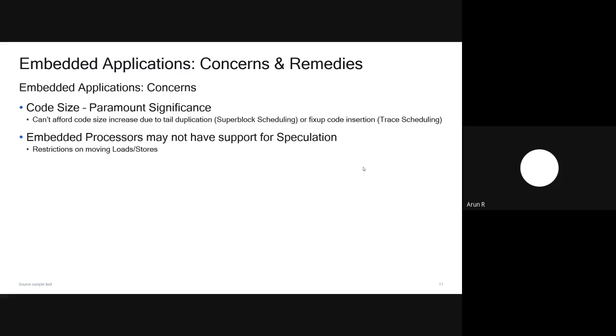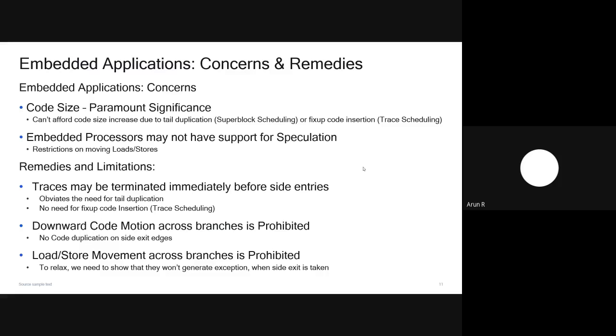Another concern in embedded systems is that embedded processors may not have support for speculation. As we saw earlier, if we move certain instructions from their original basic blocks, the code itself may become illegal because it may raise an exception. So we may not be able to move loads or stores in the general case unless we prove that such movement will not result in program termination. These are the two main concerns.